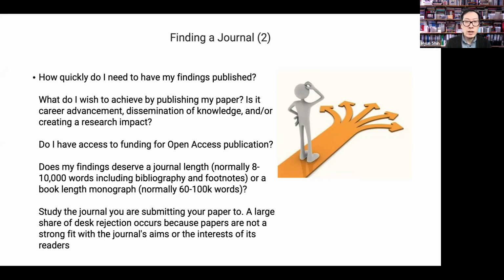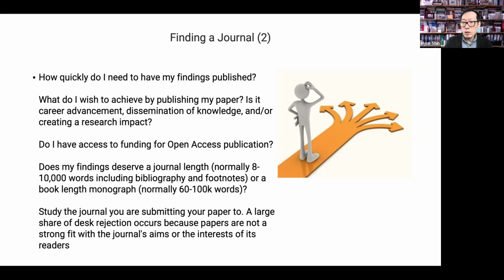So here, there will also be related considerations such as, do I have to publish in open access journals, or do I have access to funding for open access publication in order to make that happen, given that open access publication does come with some cost implication, something we'll be covering a little more later on today.